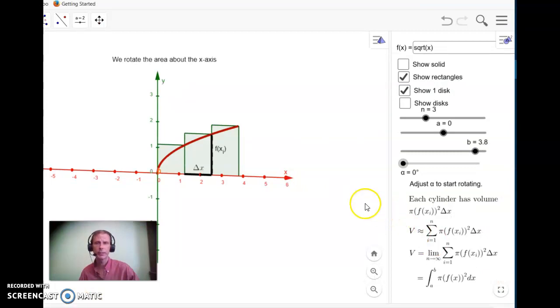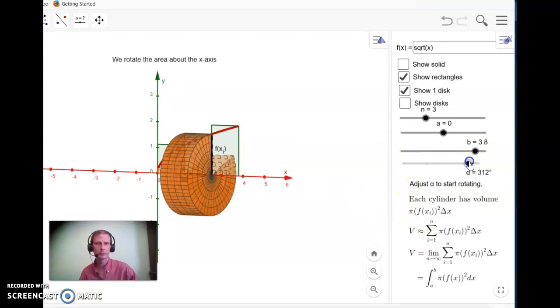So let me go ahead and just make one cylinder for you. When we make a cylinder, we're actually using the right endpoint to get the radius of the cylinder, because it's just the distance from the x-axis up to the graph. And that distance is, of course, f of x_i, where x_i is the right endpoint. And that means that the volume of this one cylinder is going to be pi times f of x_i squared. So that's pi times the radius squared times the height, which is delta x.